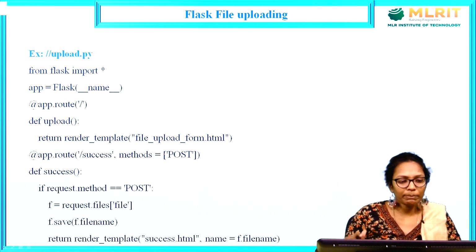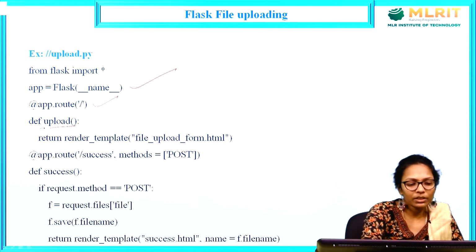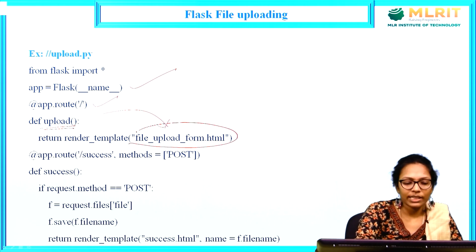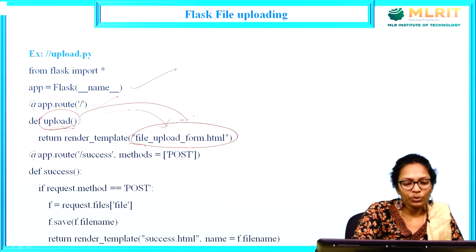Coming to the example, here we are creating an object for Flask, then I'm giving a default route. For this default route, the upload method will be executed. What this upload method is doing is simply redirecting to a page called file_upload_form.html. We will see what this HTML contains. Now for the default route, it will go directly to this page.